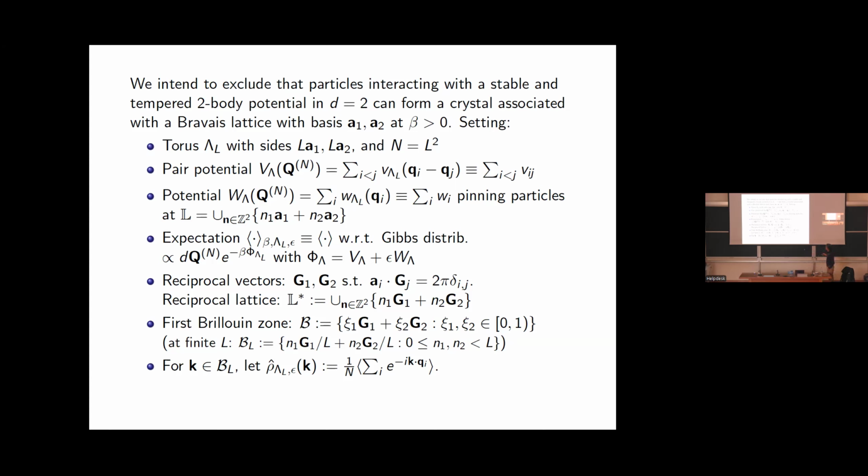Okay, other useful quantities. So this is the Bravais lattice, and it's useful to introduce also the reciprocal lattice. Given the two basis vectors of the direct Bravais lattice, you can consider reciprocal vectors that are the two vectors G1, G2, such that the mixed scalar product is equal to 2 pi delta_ij. This is the Kronecker delta, and the reciprocal lattice is just the lattice generated by these two basis vectors. The first Brillouin zone is just the parallelogram associated to G1, G2. It's a bit like the elementary cell of the Bravais lattice. Now it's the elementary cell of the reciprocal lattice.